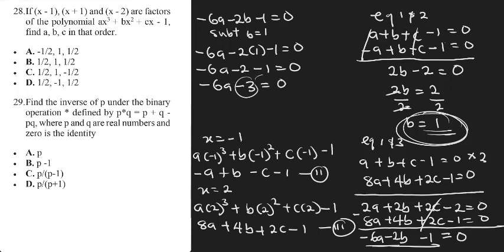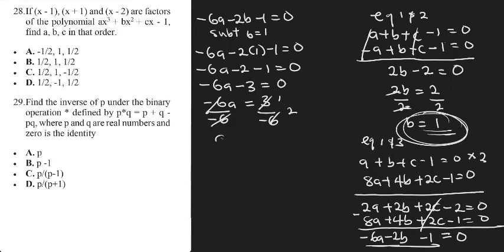So this 3 will move to the other side, and once it moves, it's going to be -6a = 3. So divide both sides by -6, so this will cancel this. 3 here is 1, 3 here is 2. So our a now will be, remember this minus is still there, -1 over 2. That's our a. We've gotten our a now.